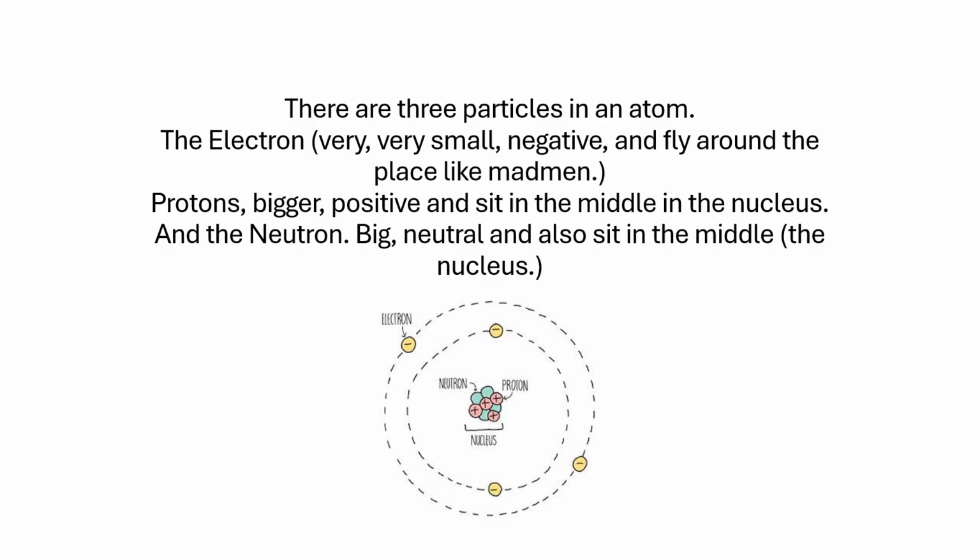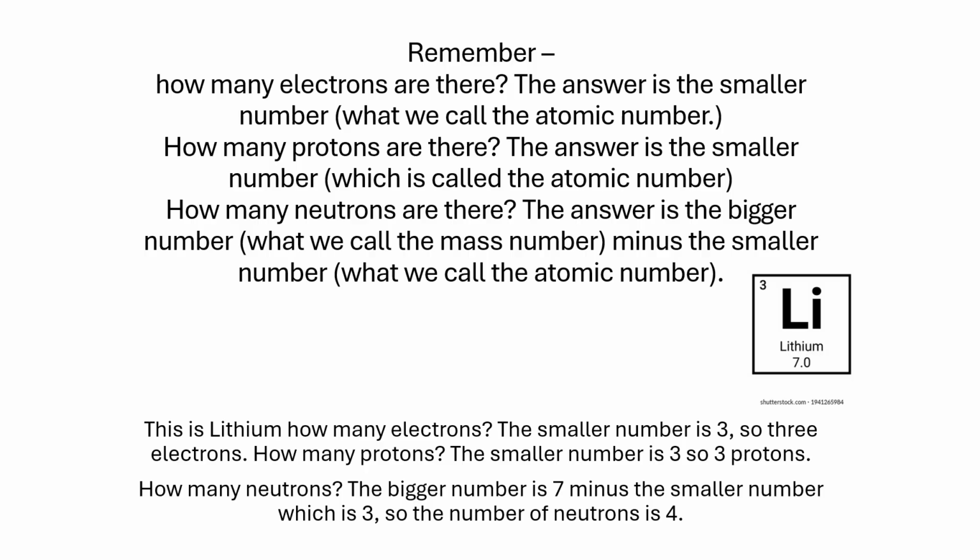So those are the three particles. Electrons, which whiz about like crazy people, tiny, without mass, really. Protons in the center in the nucleus, big, positive. And the neutrons also in the nucleus with the protons with a neutral charge. Now, we need to remember, when we're looking at the periodic table, a few phrases.